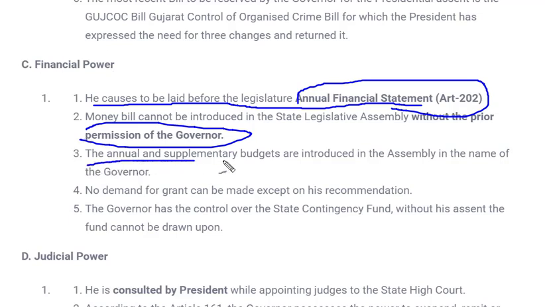Next, the annual and supplementary budget are introduced in the assembly in the name of the governor. Again, as we saw in executive powers, any action taken by the state government is taken in the name of the governor.